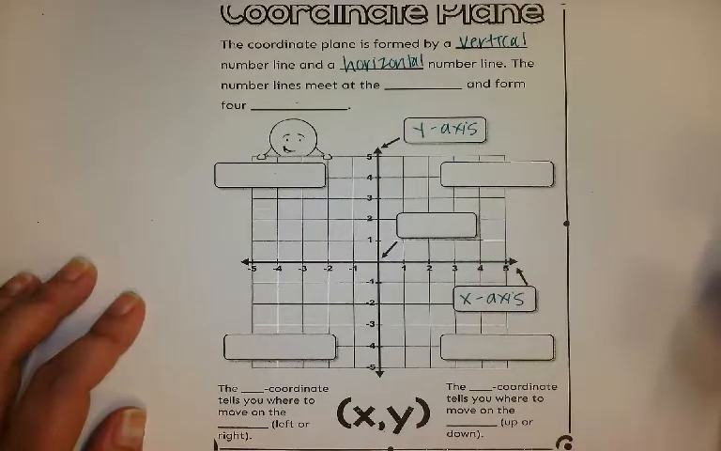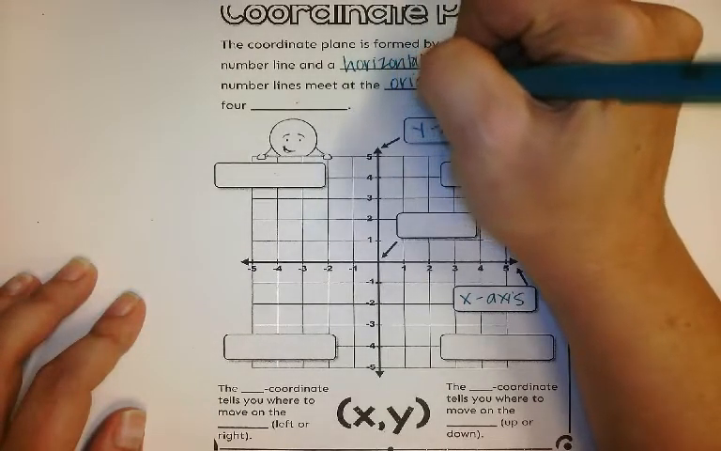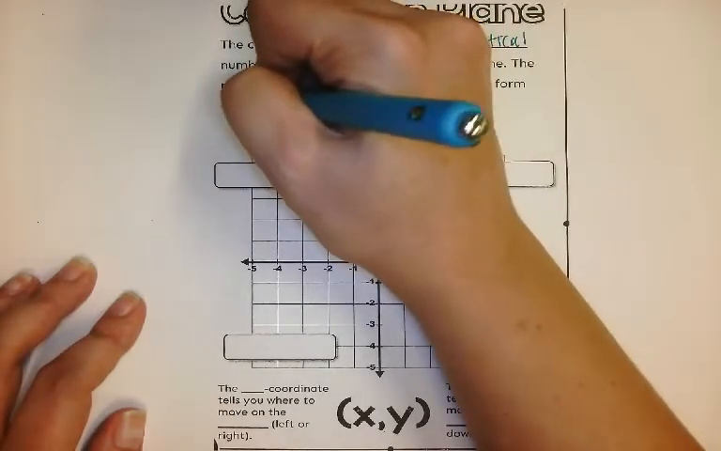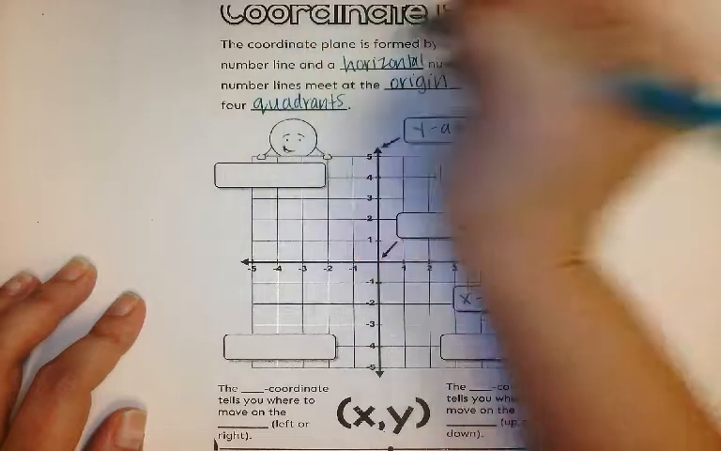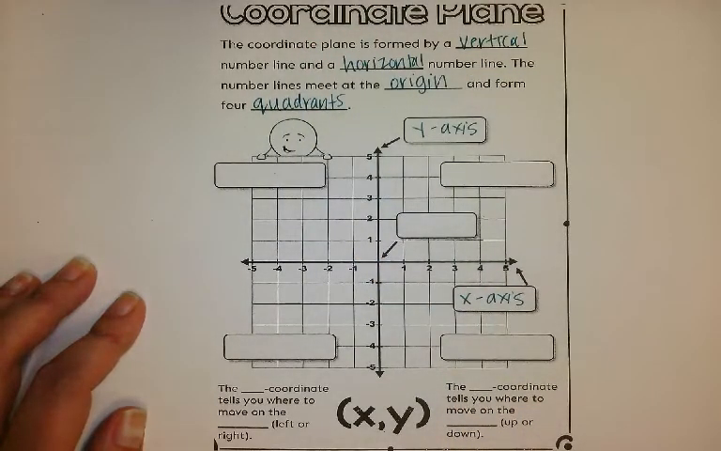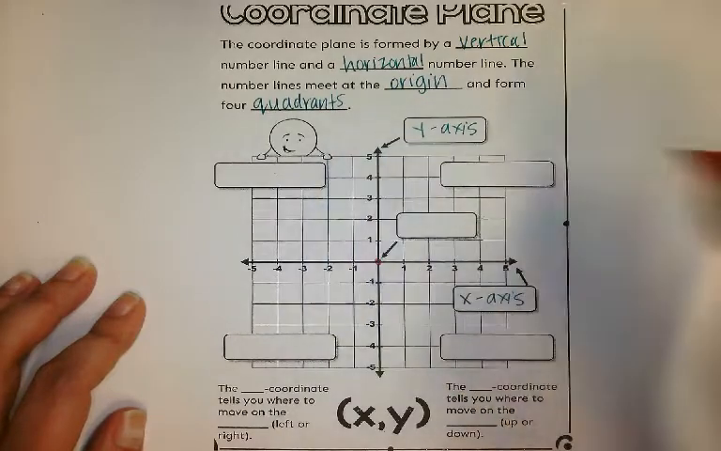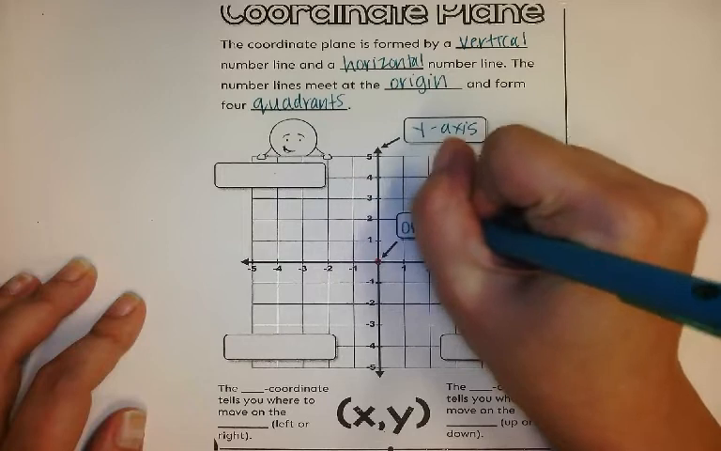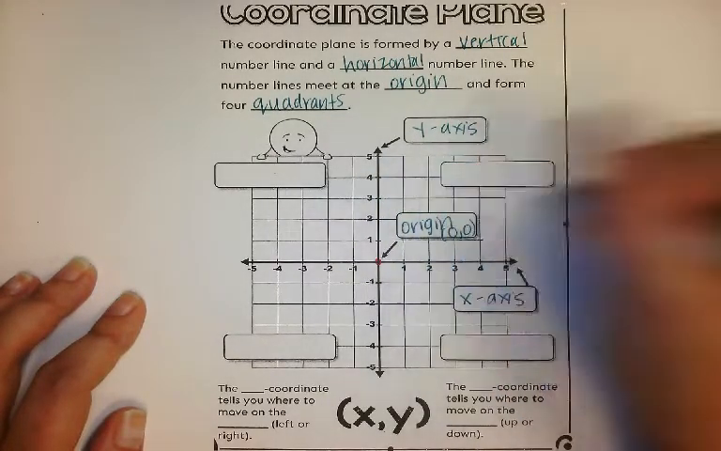The number lines meet at the origin, and they form four quadrants. So where the two number lines intersect is our origin, and that represents point 0, 0.